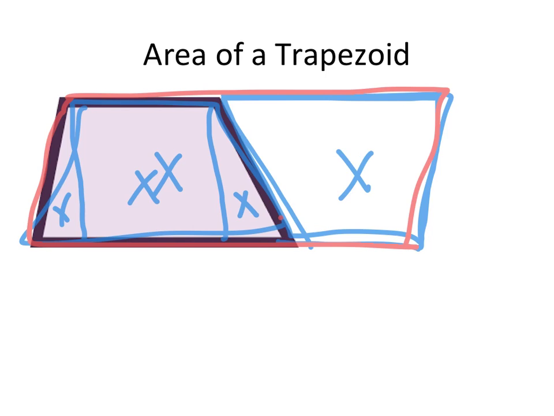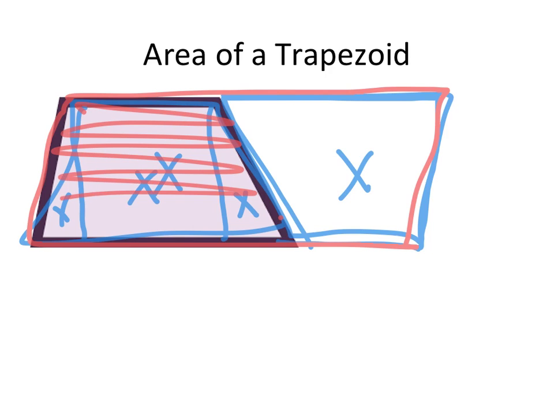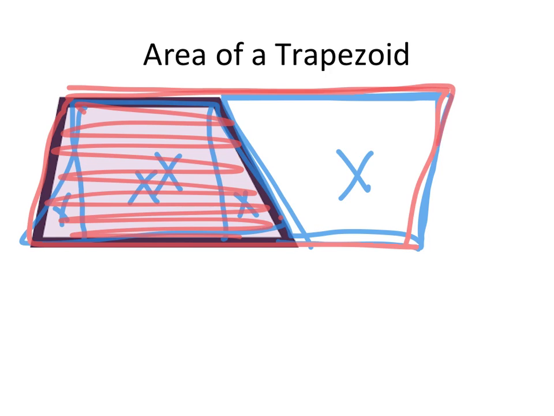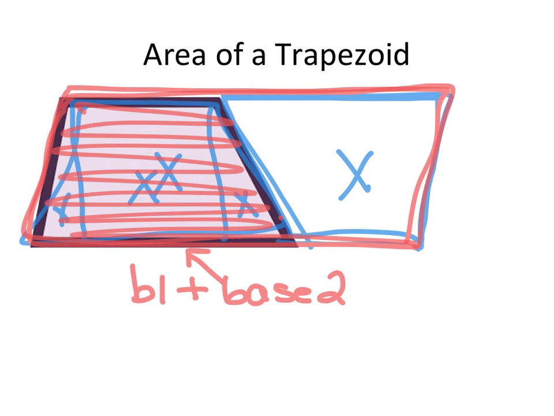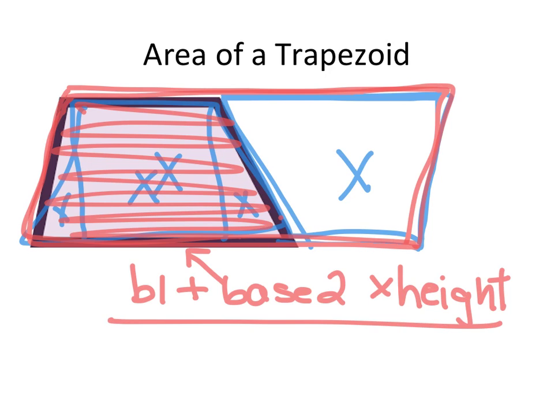There is a problem. We now have twice the space that we started with. We want to know what the area is of only this trapezoid, and we've made our shape bigger. So once we find the area of this larger parallelogram, we're going to have to cut it in half because we only want half of the area. We only want the shape we originally started with. So that means that the formula for finding the area of a trapezoid is (base 1 plus base 2) times the height, divided by 2.